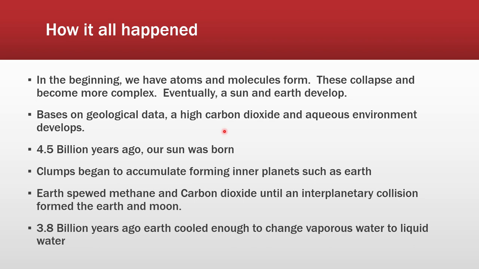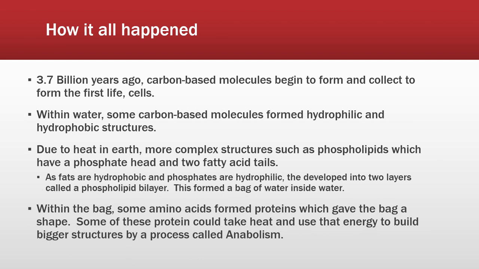Now, if we think of 4.5 billion years ago, our sun develops and the planets clump, and the Earth starts spewing methane and carbon dioxide until an interplanetary collision occurs, which forms our moon. And then the Earth starts to cool about 3.8 billion years ago. And that's where the vaporous water changes to liquid. We can see this is a long period of time.